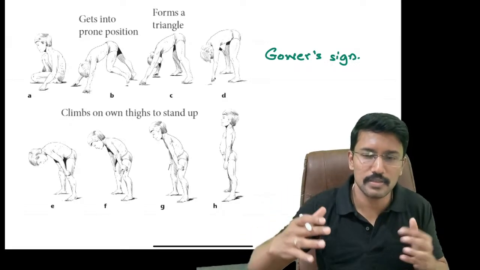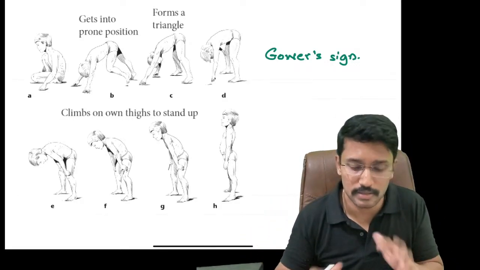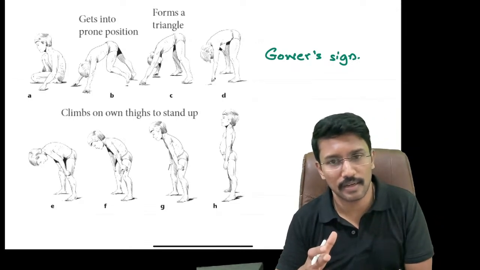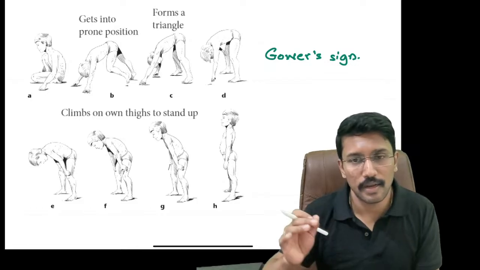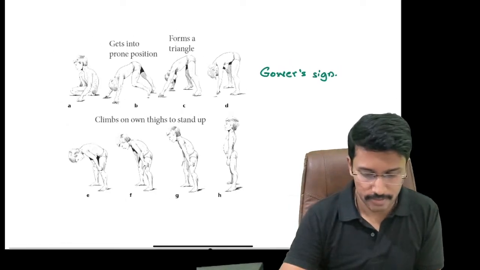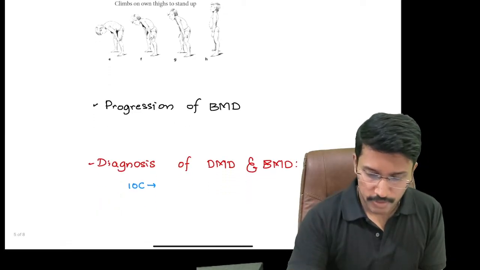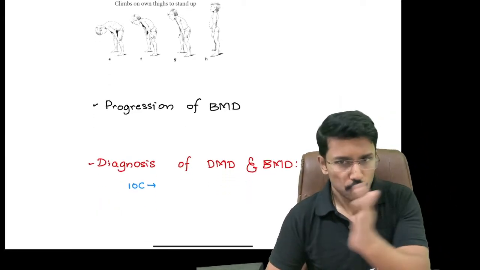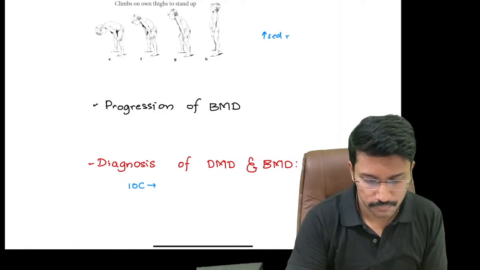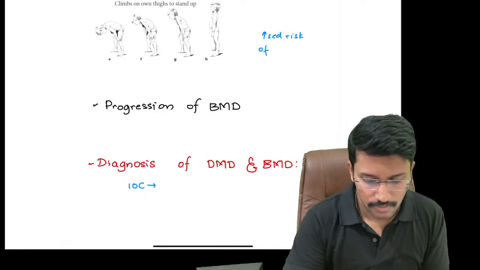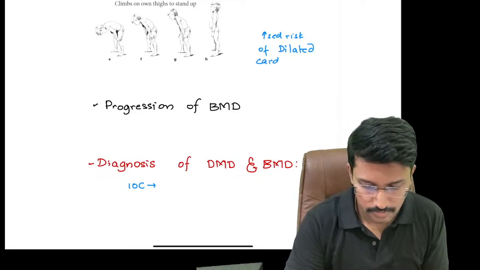But as the time progresses, they become increasingly crippled. They experience difficulty doing routine activities. Eventually, by the time they reach their second decade, between 12 to 15, 16 years of age, they become confined to a wheelchair and they may become confined to the bed. That is the usual progression. Now, please also remember that these patients are also at increased risk of dilated cardiomyopathy.